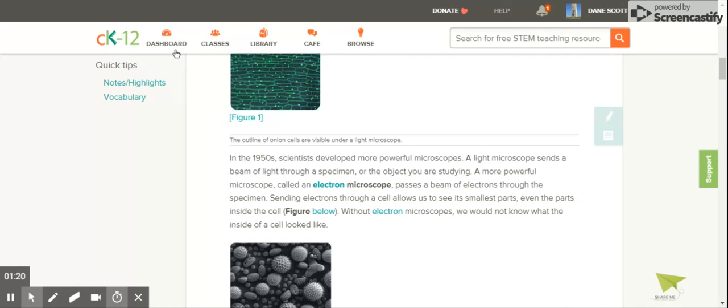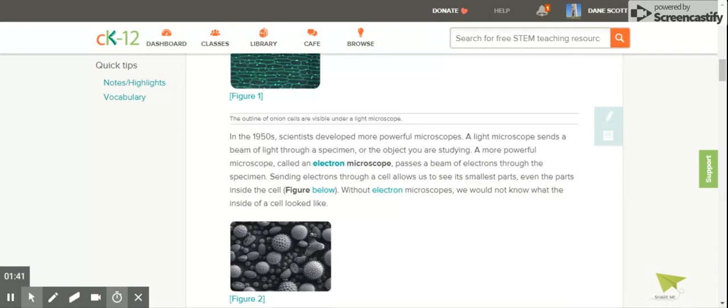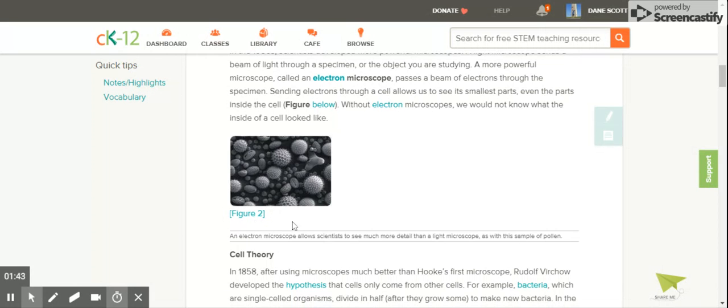A light microscope sends a beam of light through a specimen, or the object you are studying. A more powerful microscope, called an electron microscope, passes a beam of electrons through the specimen. Sending electrons through a cell allows us to see its smallest parts, even the parts inside the cell. Without electron microscopes, we would not know what the inside of a cell looked like. In figure 2, we see an electron microscope allows scientists to see much more detail than a light microscope, as with this sample of pollen.